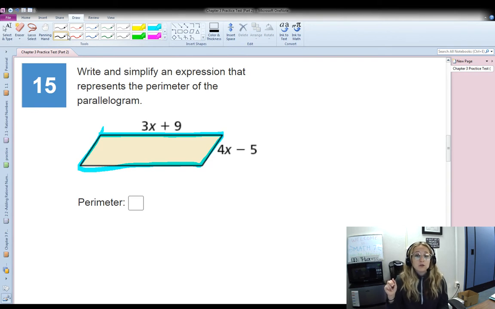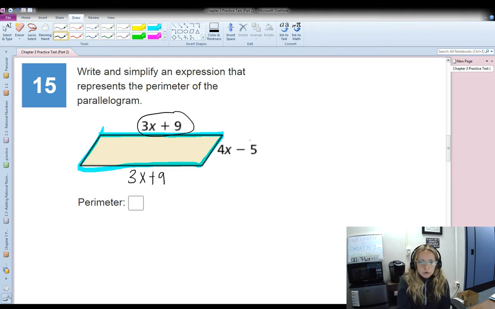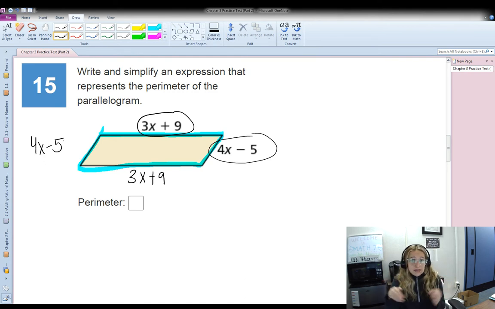Okay, so we are going to write an expression that represents the perimeter. So I'm given this side. I know that this side is also going to be that same thing because it's a parallelogram, which means those two sides are parallel. Same goes with this 4x minus 5. I know that this is going to be 4x minus 5. So I could write all of those out. 3x plus 9 plus 3x plus 9 plus 4x minus 5 plus 4x minus 5.